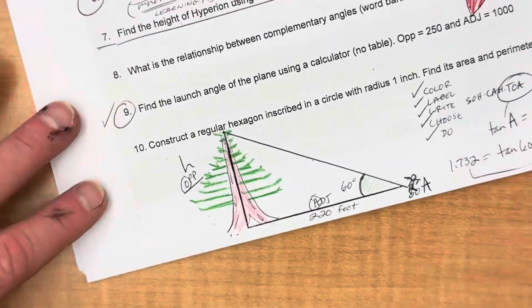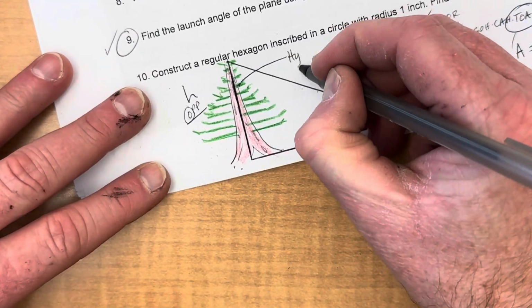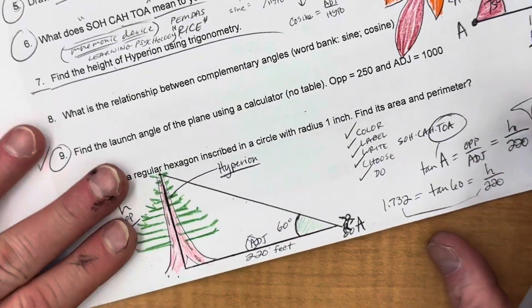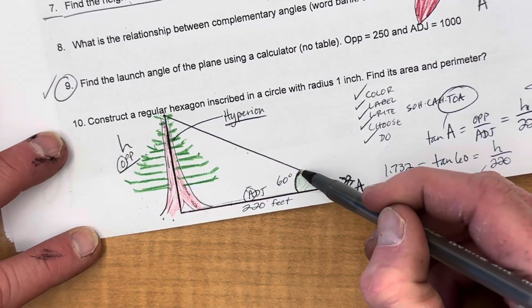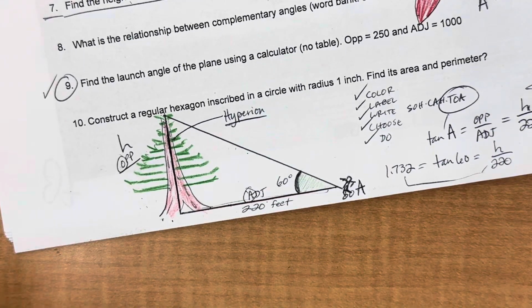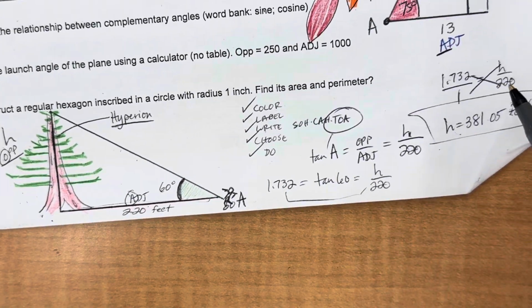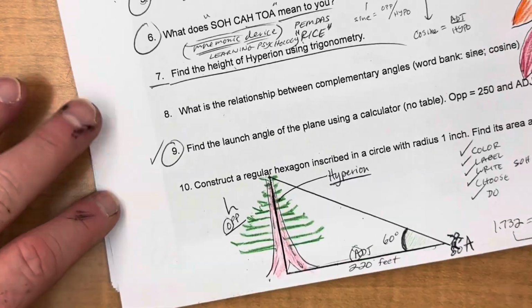So, tallest tree, Hyperion. One of the ways you can figure it out is just get this length and then get the angle of elevation to the top. And then you just do color, label, write, choose, do, and that's it. That was 7. Let's go to 8.